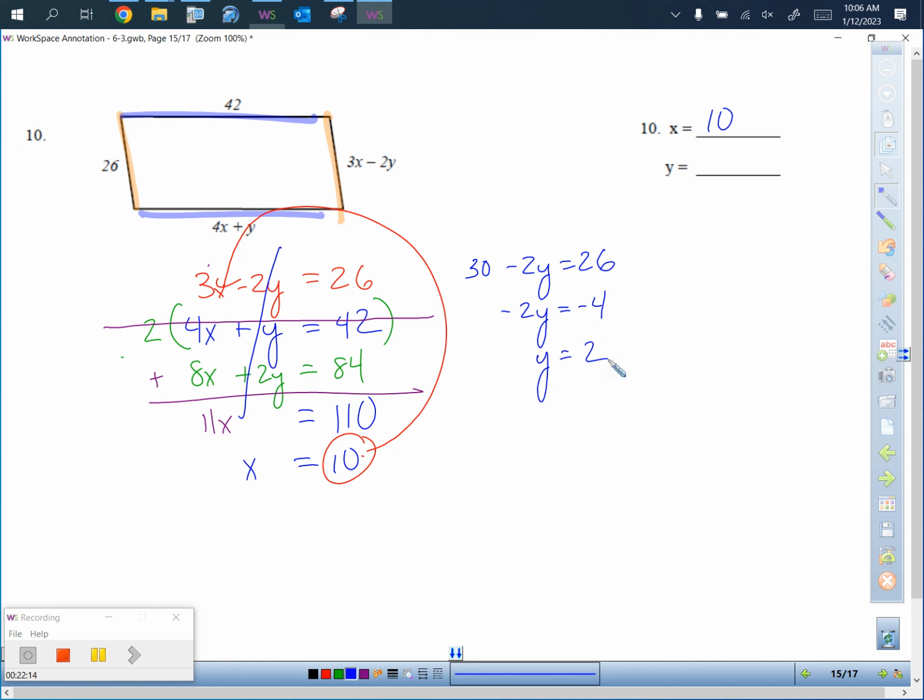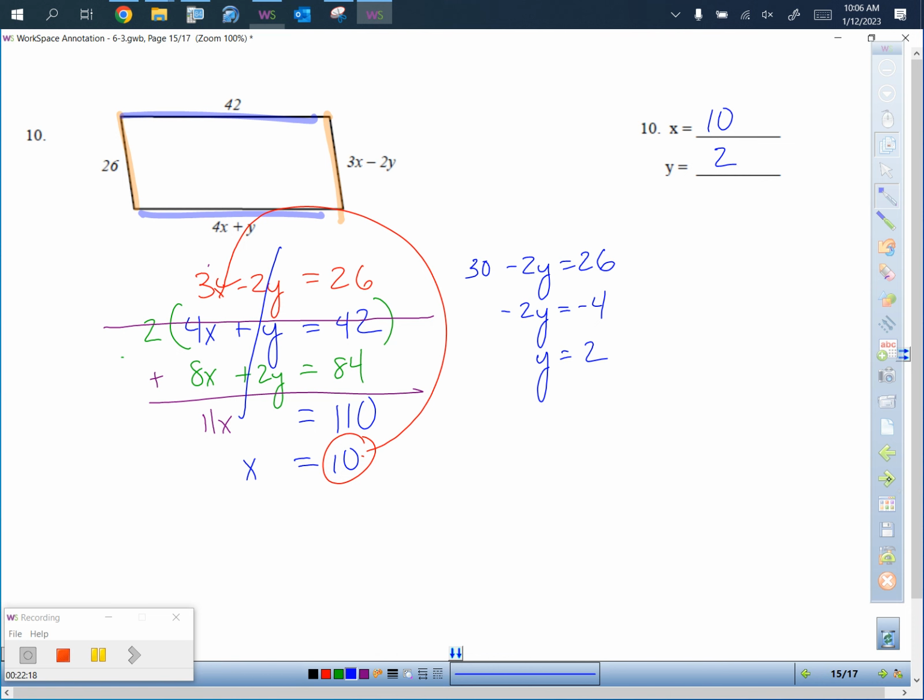So solving systems. If that was weird for you, I got a couple more coming up. If you still don't understand how to solve a system, come on in and see me. I would be happy to help you solve systems. But that was just one example from a while back.